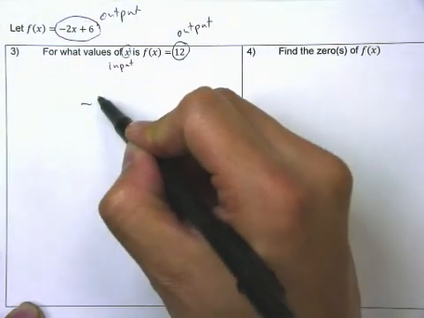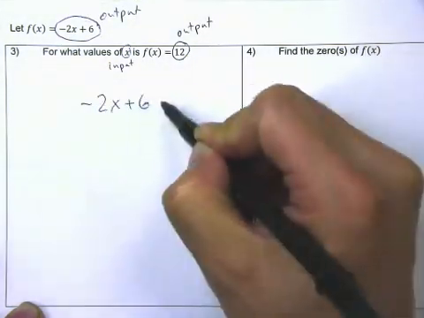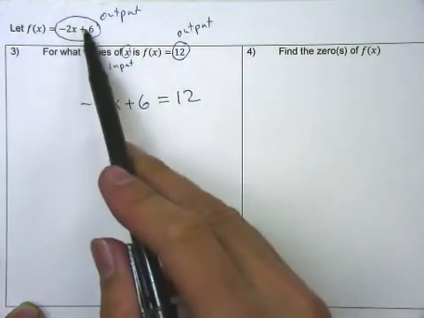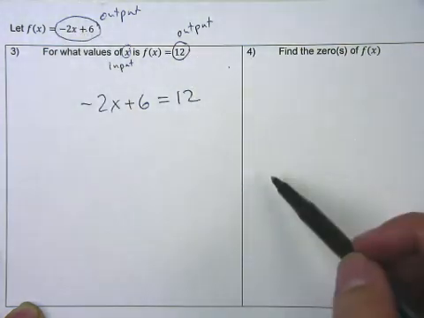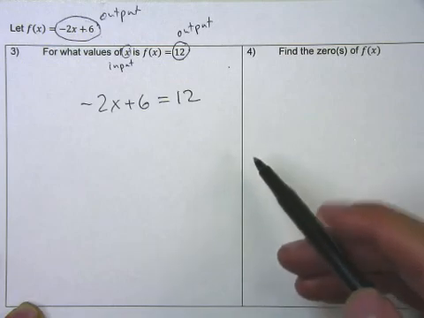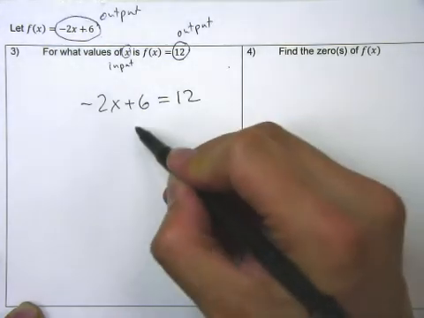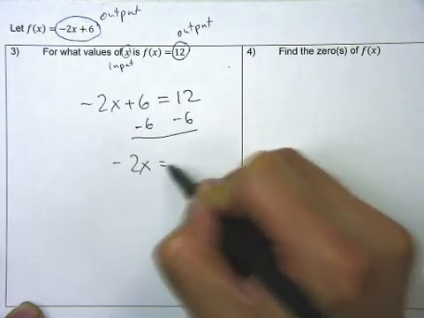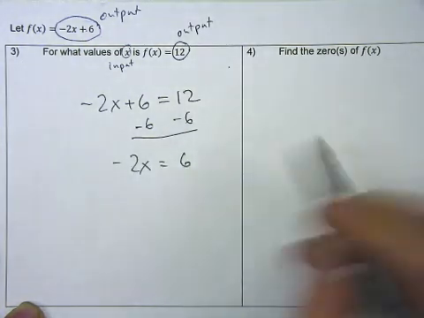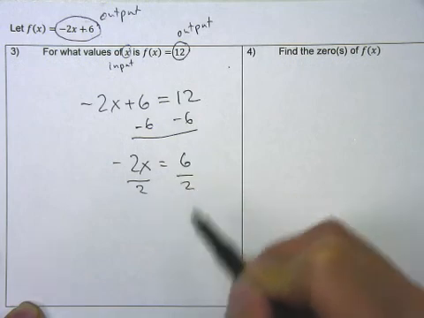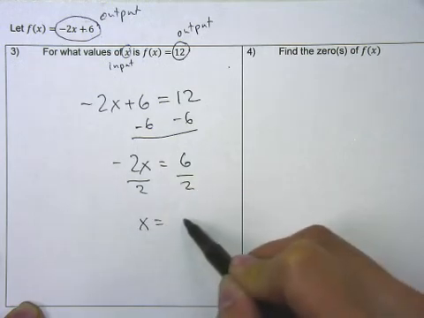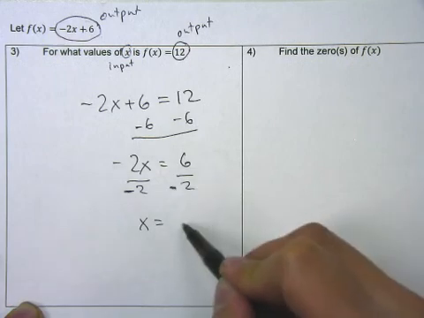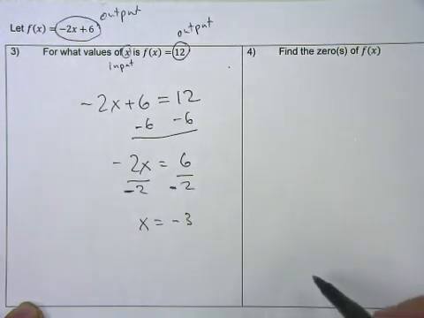Or in other words, we can solve this equation: negative 2x plus 6 is equal to 12. When will this output be the same as 12? This is pretty easy to solve, so let's go ahead and do that. Subtract 6 from both sides. We end up with negative 2x is equal to 6. And then we can divide both sides by, I'm sorry, let's divide by negative 2. And we get x equals negative 3.